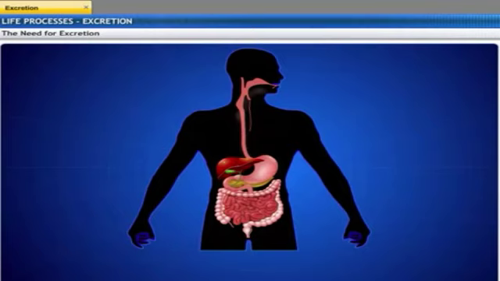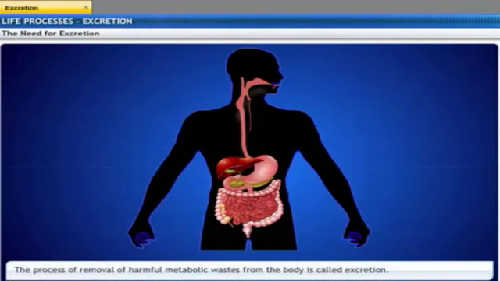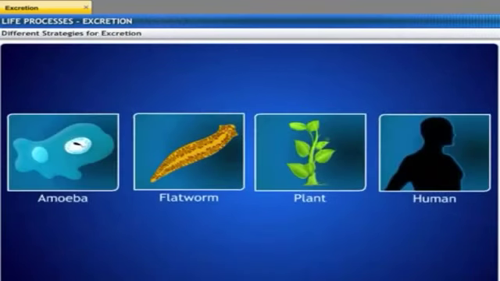During the digestion process, we eat various types of food materials. During digestion, all the complex food materials are converted into simpler forms. The carbohydrate is converted into glucose. After digestion, nitrogenous waste is created. The removal of nitrogenous waste from the body is known as excretion.